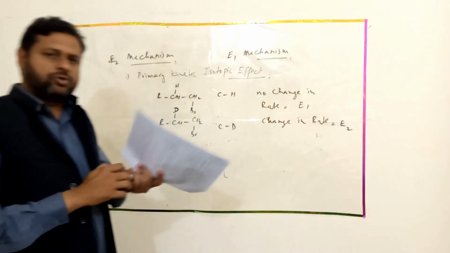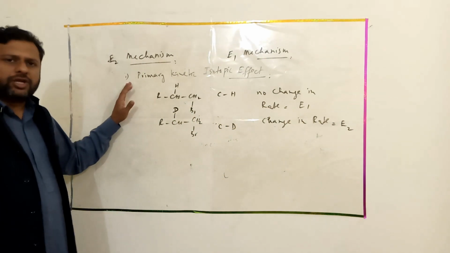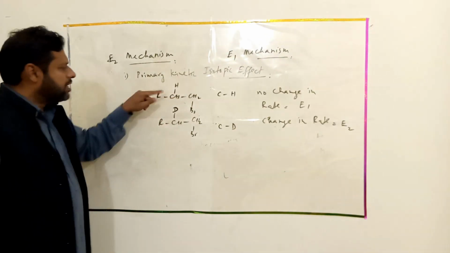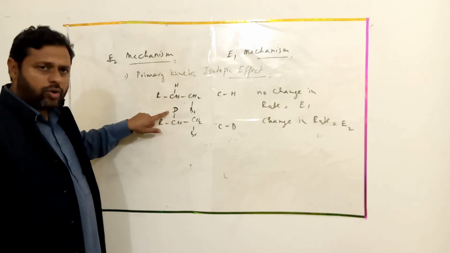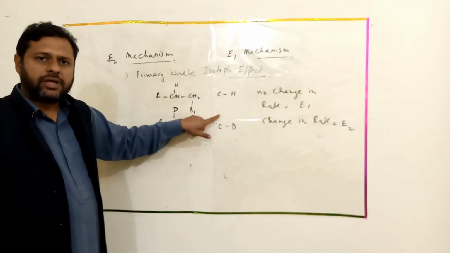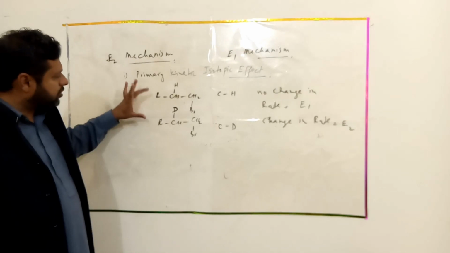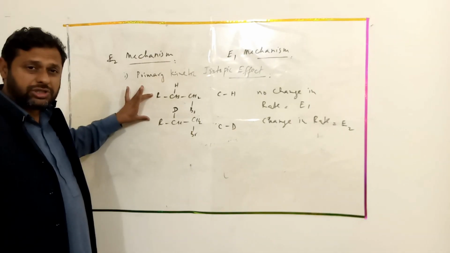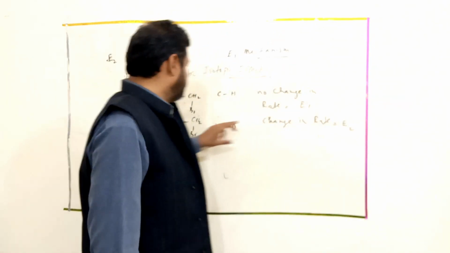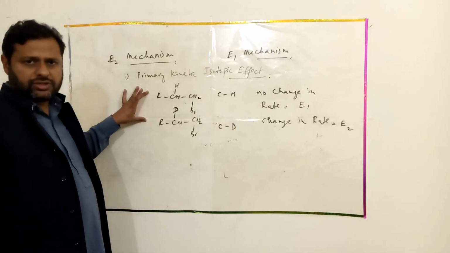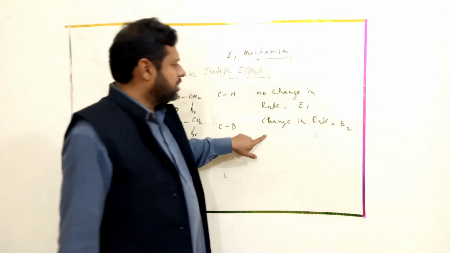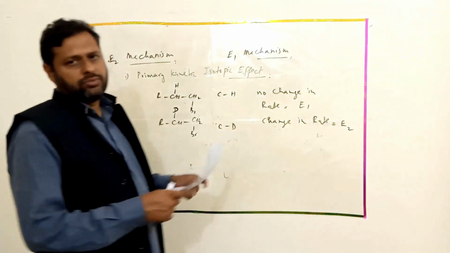This is the first method to check whether the reaction takes place through the E2 mechanism or the E1 mechanism. We change this carbon-hydrogen bond to a carbon-deuterium bond. We take deuterium instead of protium, and when we carry out the reaction and measure the rate, if the rate of reaction of both the reactants is the same, there is no change in the rate, then it means the reaction takes place through E1. And if there is a change in the rate of reaction, then this bond is broken in the rate determining step, and this reaction is E2, bimolecular elimination.